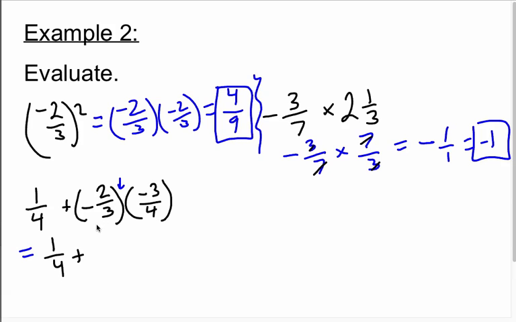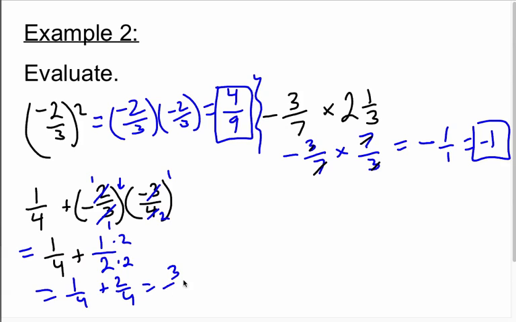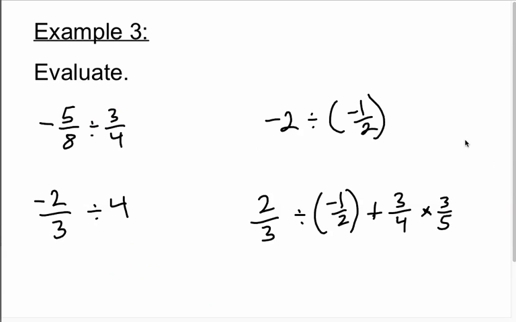Here we have 3's, so we can divide them both by 3 and get 1 and 1. 2 and 4 can divide by 2 and get 1 and 2. So now we have 1 times 1 is 1, and 1 times 2 is 2. Now we have just a quarter plus a half. Remember, we need a common denominator, so I'm going to make this denominator into 4. So I have a quarter plus 2 quarters is 3/4.